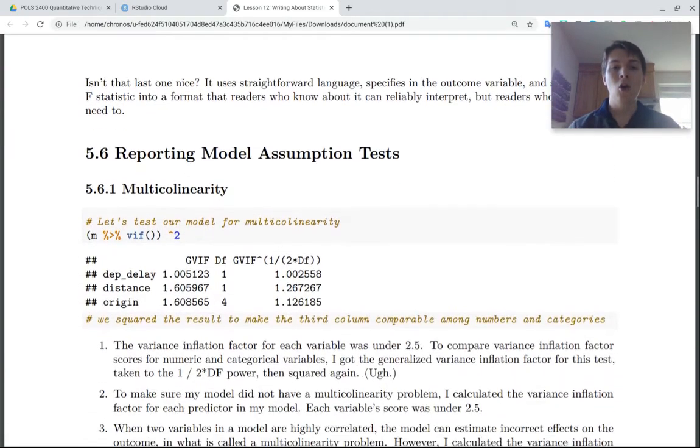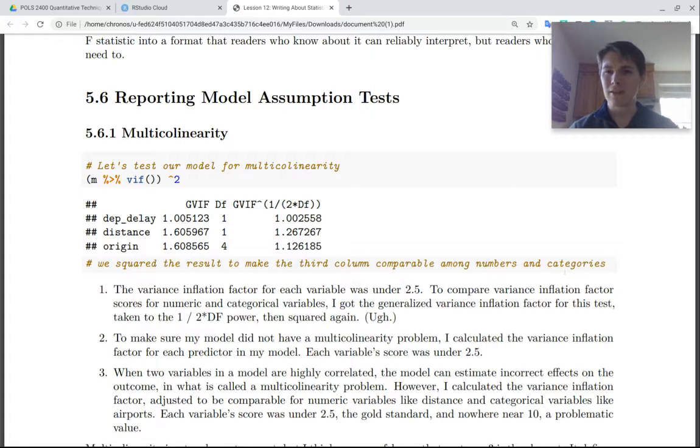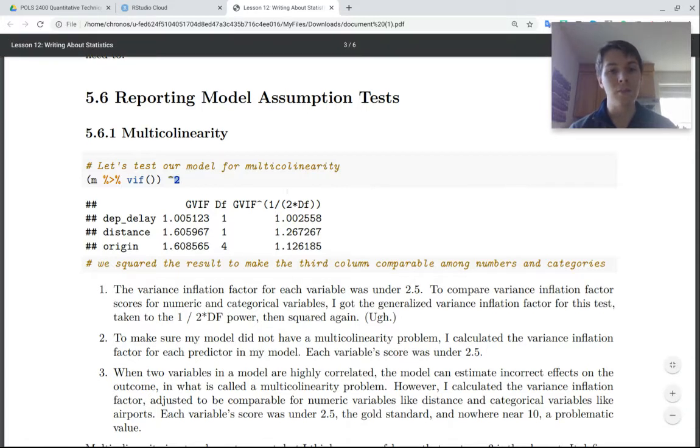Okay, so how about model assumption tests? That one's a little trickier, right? Because model assumptions are, well, a little more complicated. Here are a few ways that you might discuss multicollinearity. First, we could run the variance inflation factor test. And remember that we're squaring that so that this column becomes comparable. It becomes on the normal scale. And we're doing that because we've got both numeric variables in here and because we have categorical variables in here.